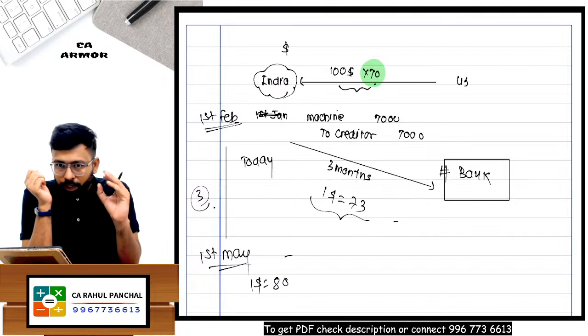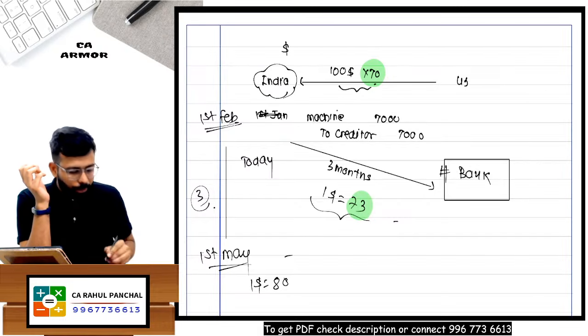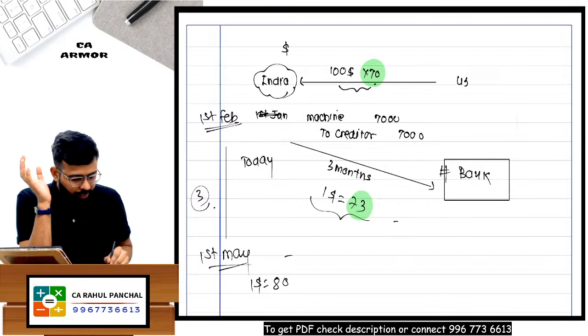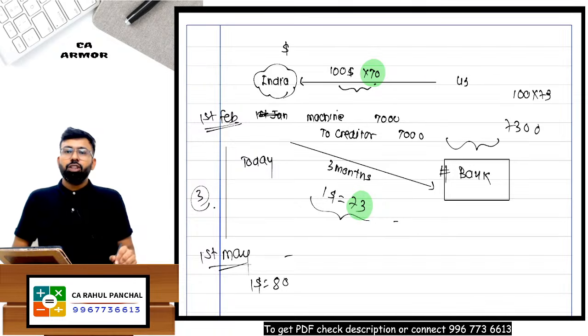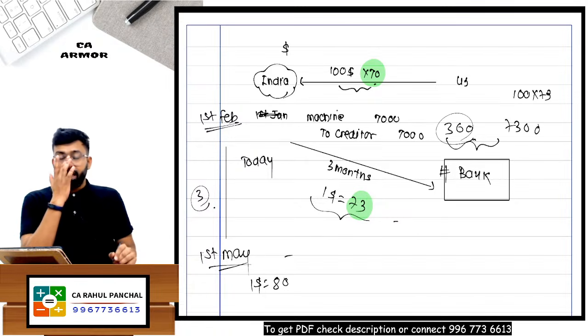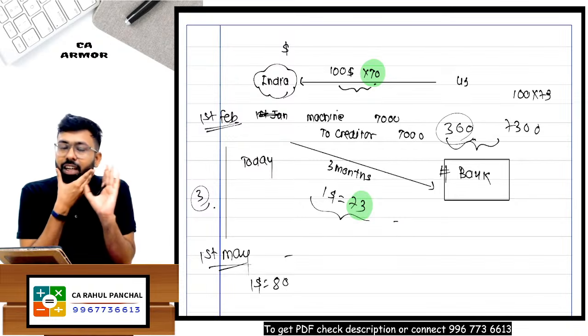Instead of 70 rupees, which is recorded on the very first day, I know that on the transaction date there will be a loss. When I make the payment to the creditor, payment will be made for $100 into 73 rupees. What will go out of my pocket is 7,300. It means in future there will be a loss of 300. Creditor will increase, and I have to make extra payment. So this is the loss once I enter into the forward.